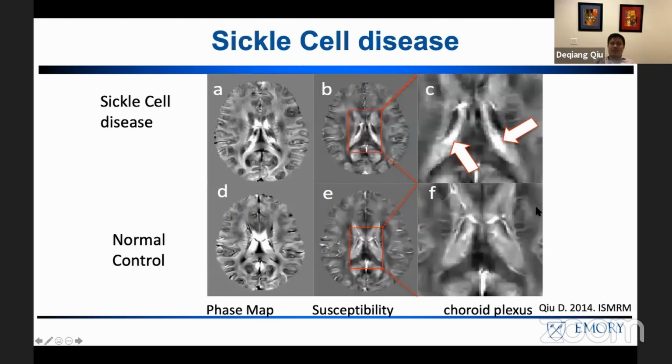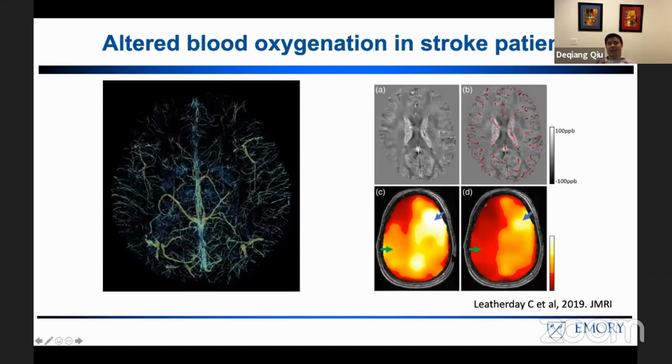Similarly, sickle cell disease patients also have a genetic defect that affects their hemoglobin. Again, they require blood transfusion and iron chelation, and you can similarly see higher iron deposition in the choroid plexus compared to the normal control. Again, you can use the same technique, but if you focus on the veins, you can use the susceptibility values in veins to derive an index of oxygenation level in the veins.